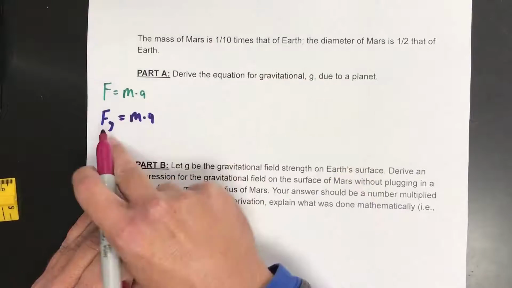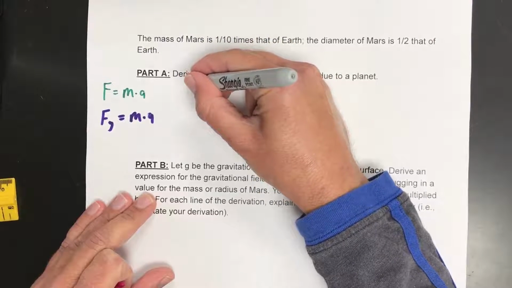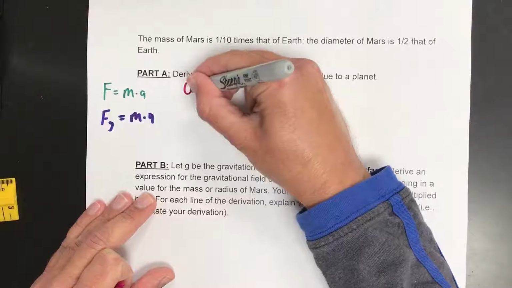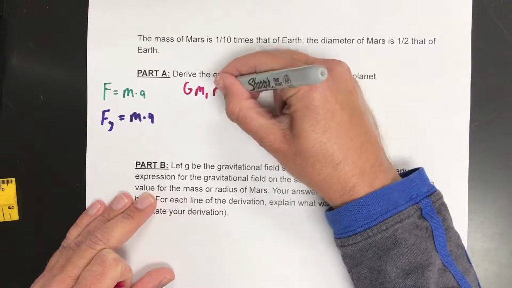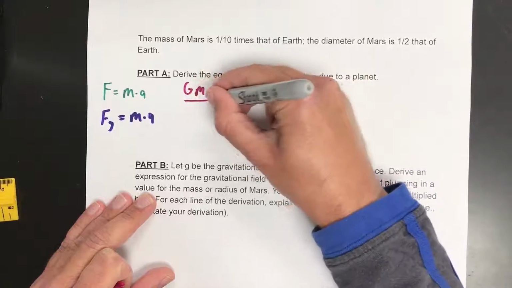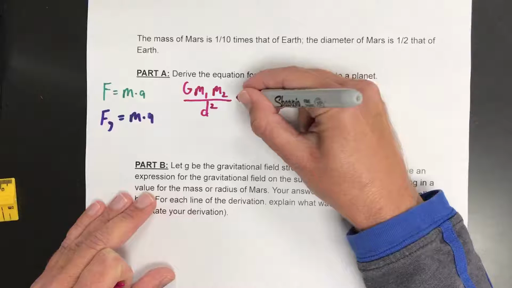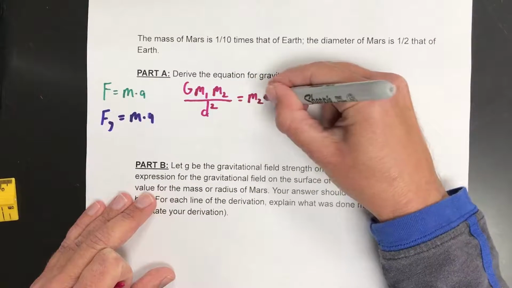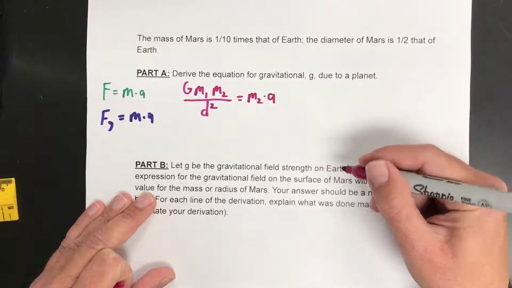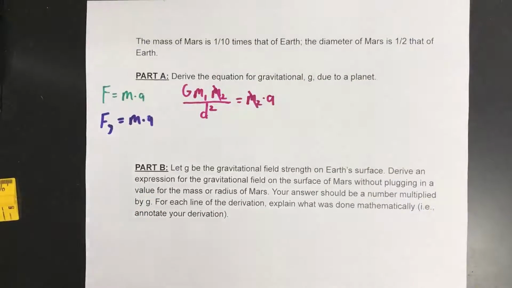This force of gravity has to be Newton's universal law of gravity. So we can say that this force of gravity is the universal gravitational constant times mass 1, let's pretend that's the planet, times mass 2, let's say that's the falling object like the apple, over the distance between their centers squared. And this would be the falling apple here, so that would be mass 2 times its acceleration. Well, look, the apple's mass is on each side, so it cancels out.